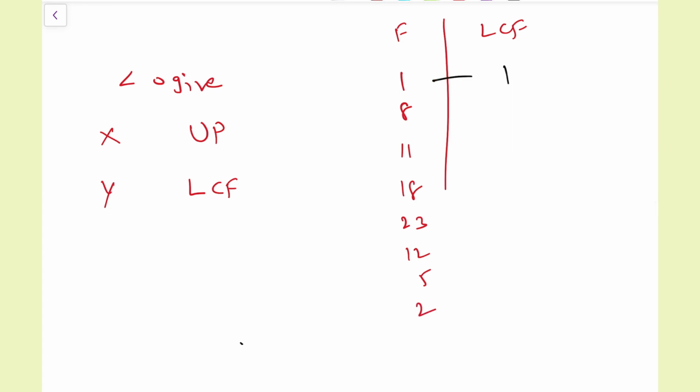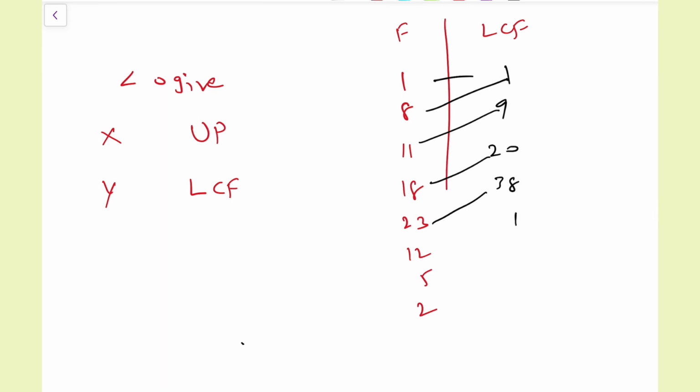Write the first number as it is. 1 plus 8, 9. 9 plus 11, 20. 20 plus 18, 38. 38 plus 23, 61. Keep on adding one by one like this. 61 plus 12, 73. 73 plus 5, 78. 78 plus 2, 80. That's it. This is LCF.